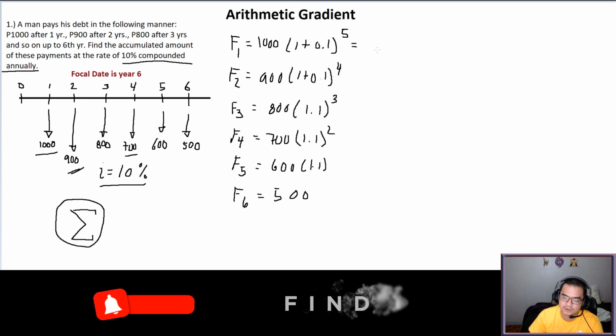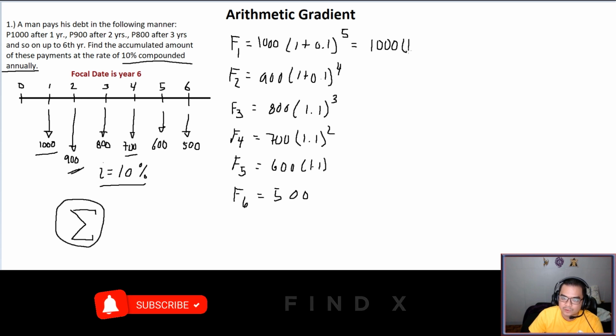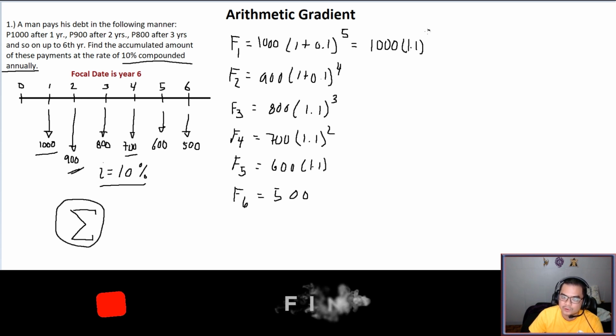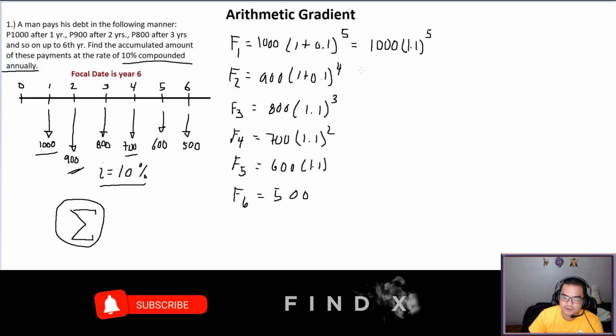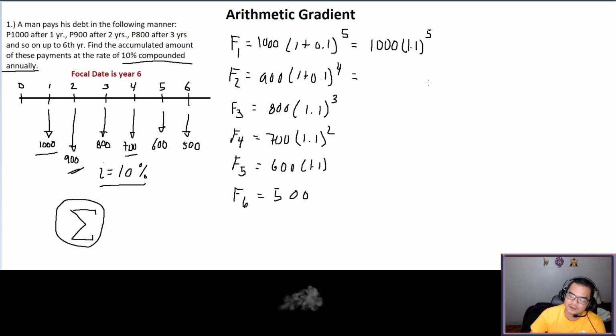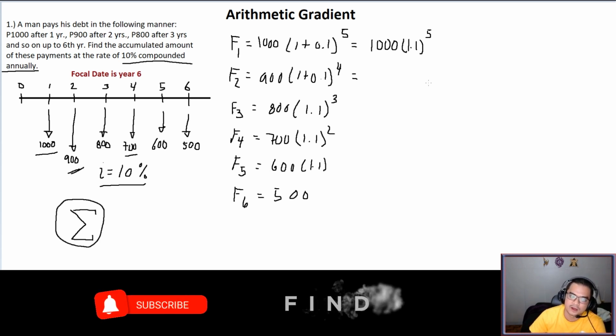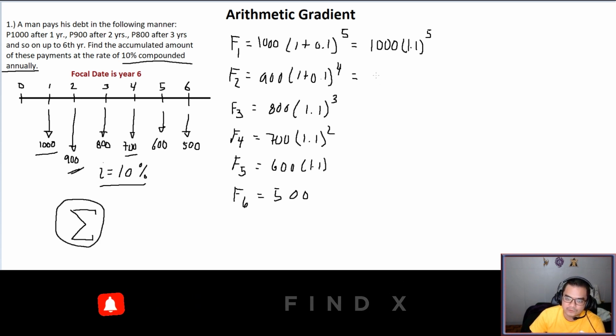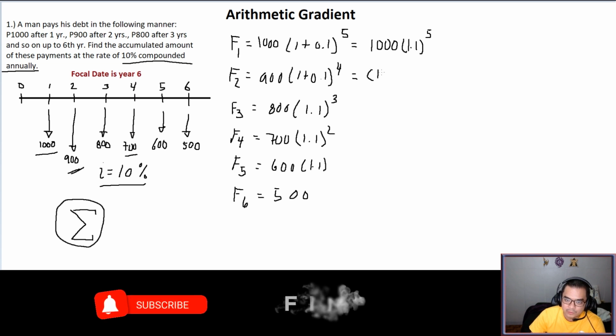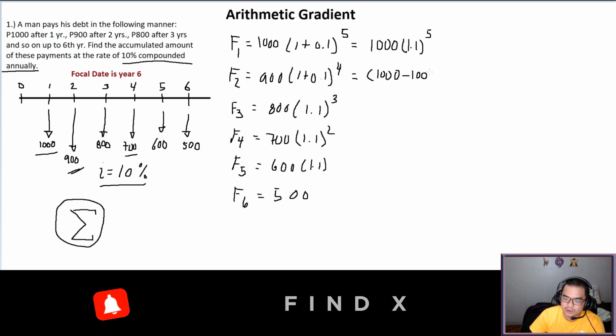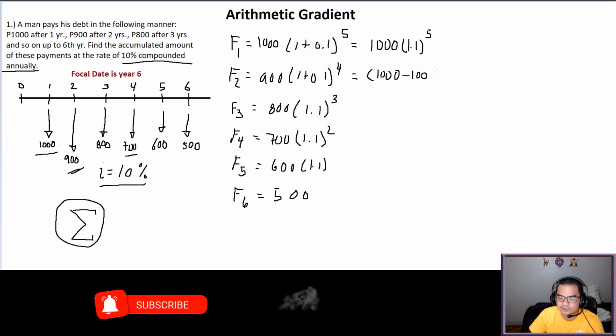Now, let's derive a formula so that we can use a summation function. As you can see, this is 1000 times 1.1 raised to 5. And for this one, instead of making it 900, we have to derive a formula for F1 to F6. So we will not put 900. Instead, we will put here 1000 minus 100, right? That's 1000 minus 100, which becomes 900.